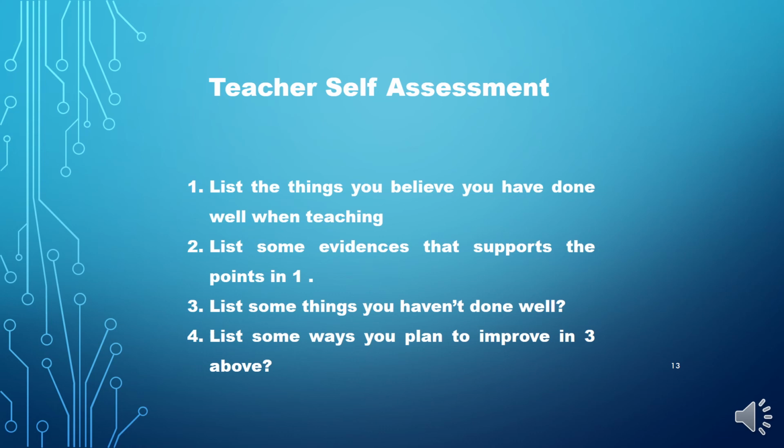The first table: list the things you believe you have done well when teaching. List some evidences that support the points in one above, and list some things you haven't done well. Also, list some ways you plan to improve in 3 above. Let's see what you got at the end of the assessment.